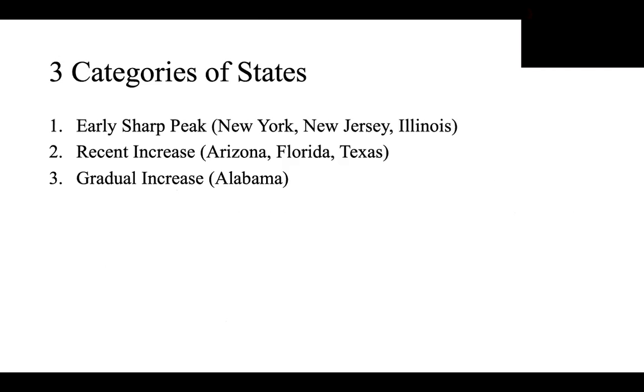The US regions can be divided into three main categories based on how they have been impacted by COVID-19. The first are those that show an early sharp peak, such as New York, New Jersey, Illinois. The second are those that have shown a recent increase, such as Arizona, Florida, and Texas. The third category is those that show a gradual increase, and these include states like Alabama and states in the Midwest.